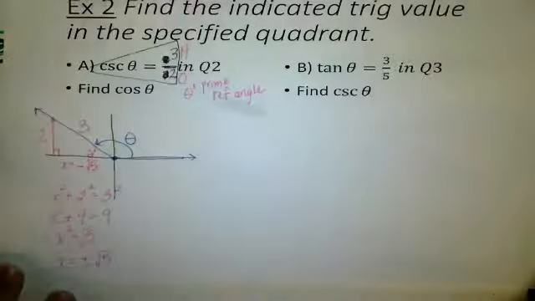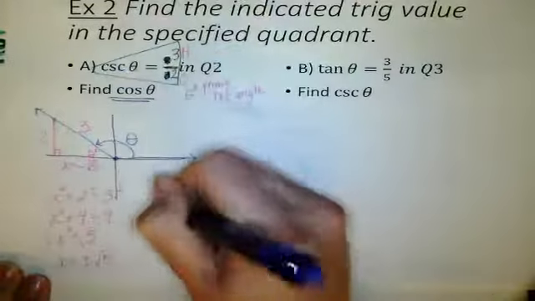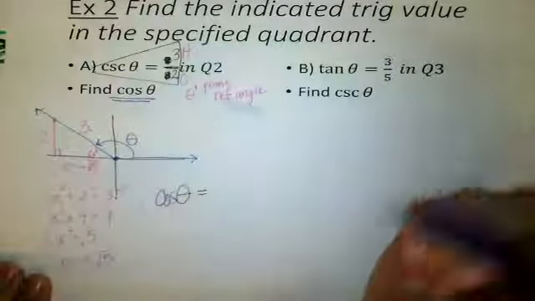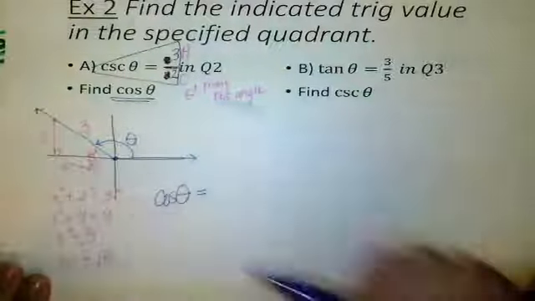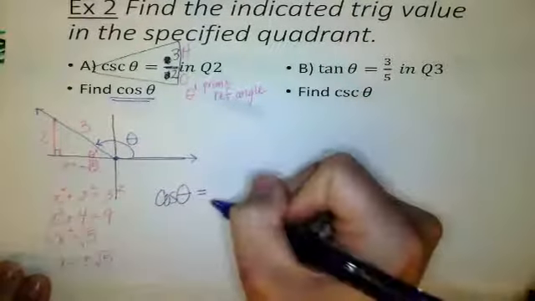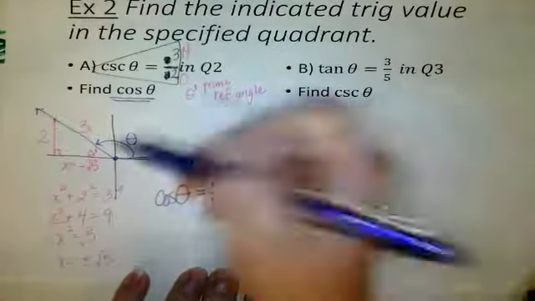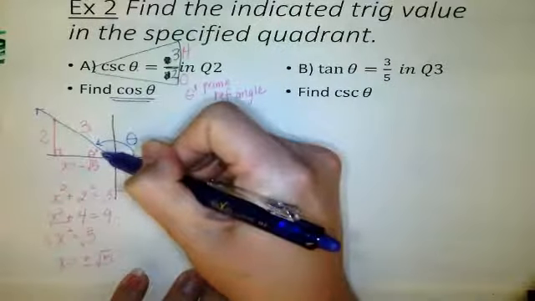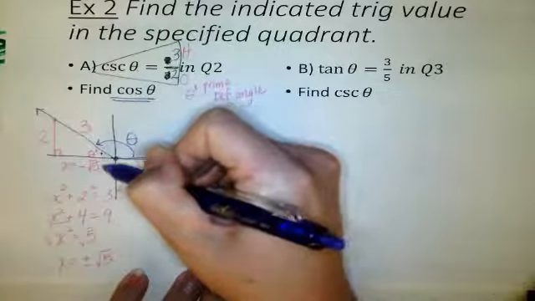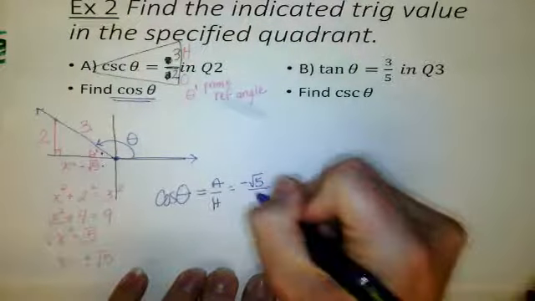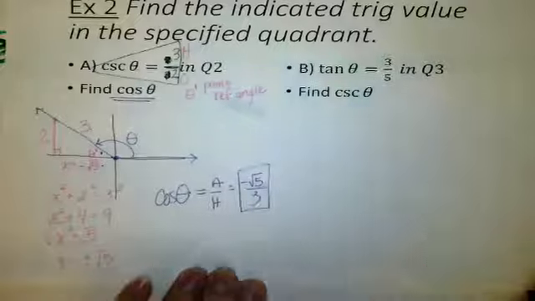All right, now we want to find the cosine of angle theta, or cosecant according to our reference angle here. Cosine is adjacent over hypotenuse, and that's going to be negative radical 5 over the hypotenuse of 3. Okay?